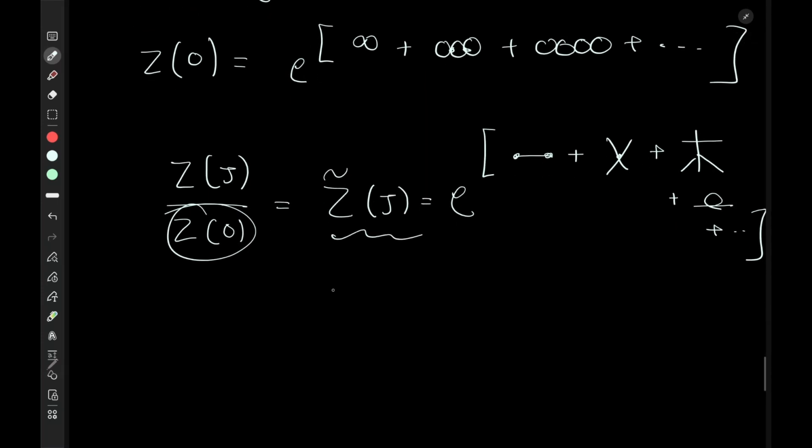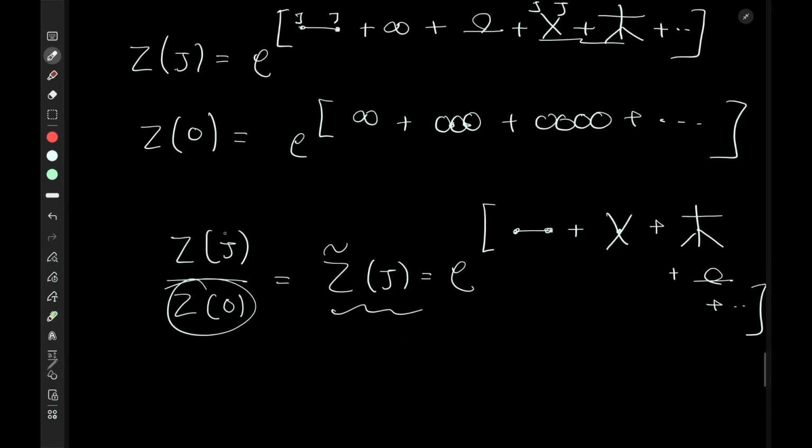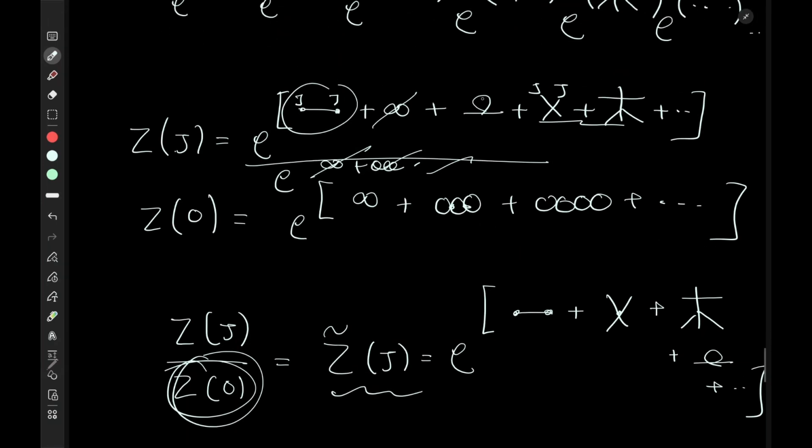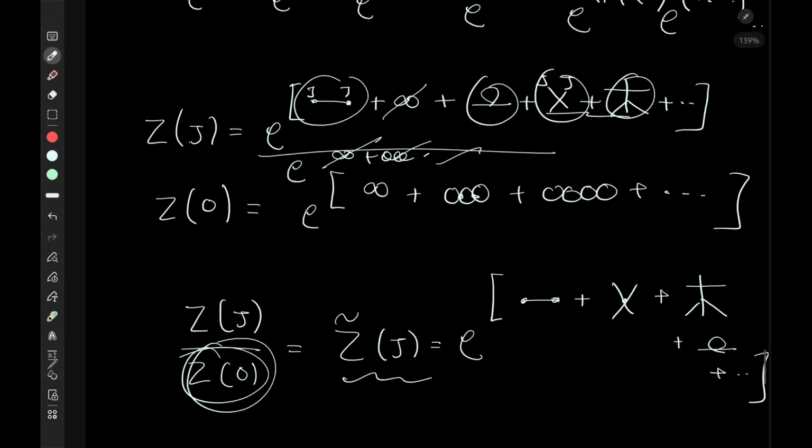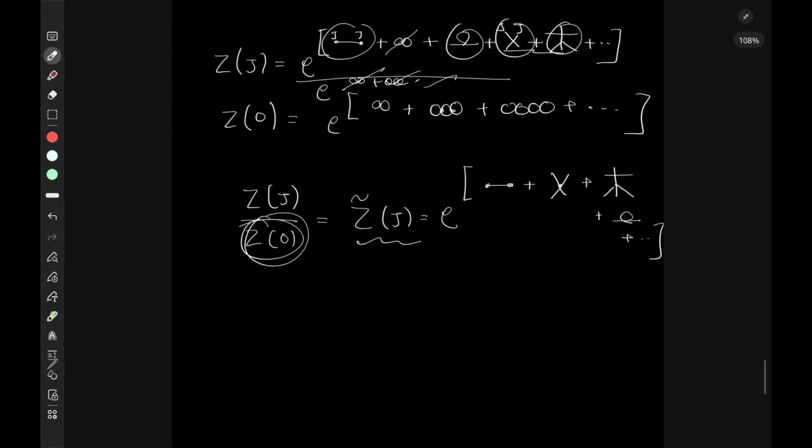So the advantage is that when you put z to be 0 here, you will just have e to the power 0, which is 1, because there are no bubble diagrams left. Or you can think that you have divided z of j by z of 0, which just had bubbles. So you have eliminated the bubbles and only these kind of diagrams are left without bubbles. Okay.